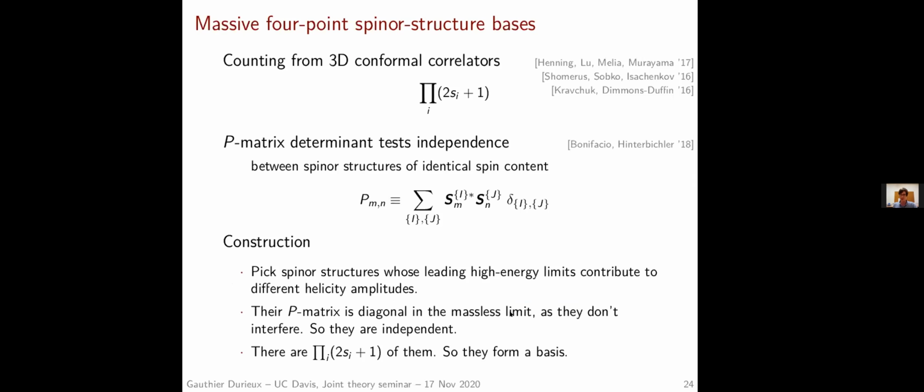Exactly because those helicity amplitudes do not interfere. And it means that the determinant of this P matrix would trivially be non-vanishing, because it's just the product of those diagonal elements in this massless limit. And so all those spinor structures that we pick in that way are actually independent. And we see that for each spin, there are 2s plus 1 possible helicity assignments. So the number of those different structures is exactly the number we want for having a complete set. So they are independent and they are complete, and so they form a basis.